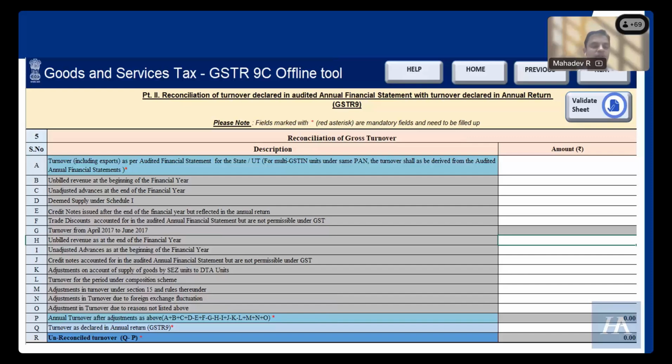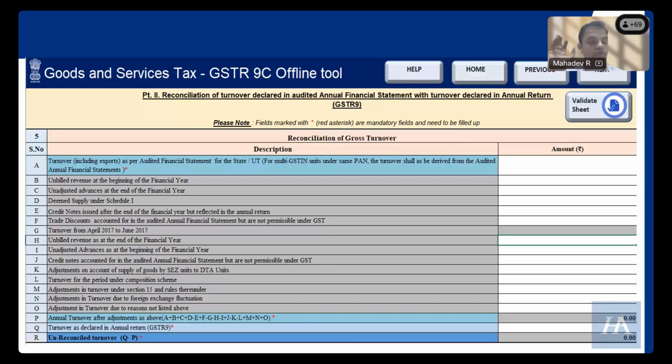So unbilled revenue at the beginning of the financial year. So you are going to add this, because unbilled revenue at the beginning of the financial year is nothing but the closing balance of unbilled revenue in the financial statement last year. When you have a closing, say 22-23, you had some unbilled revenue. In 23-24, you have invoiced. So again, you will not take that into your financial statement, but you will take that in your GST return. So in that case, you need to add this amount because you are going to match this turnover with your annual return.